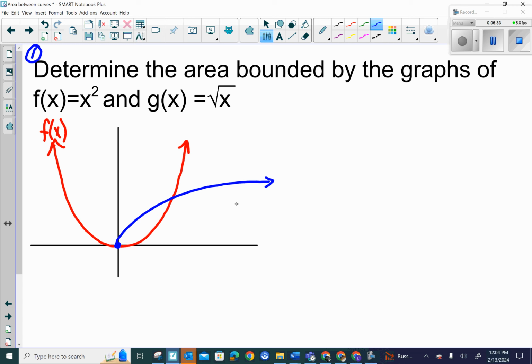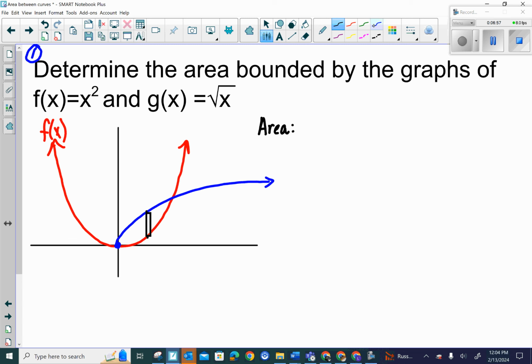So, we think about one rectangle. Always focus on just one rectangle right there. And we think about the area of one rectangle. Always stop, pause, and go, what's the area of that rectangle? And we take the upper function minus the lower function.